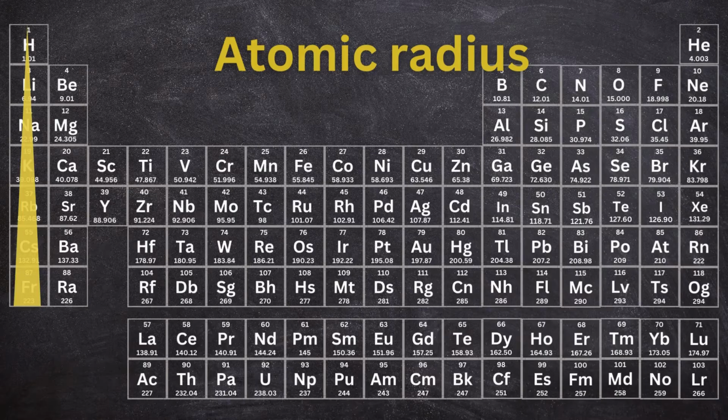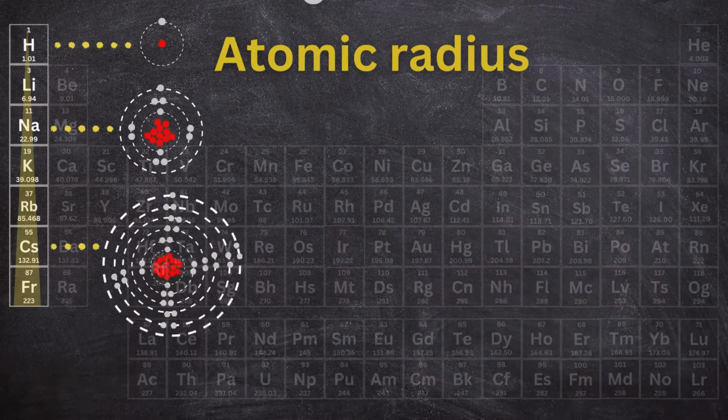The atomic radius increases as you move down a group. This is because the number of electrons and energy levels increase as you move down a group. Each additional energy level is further from the nucleus than the previous. Hence, the atomic radius gets larger down the group.